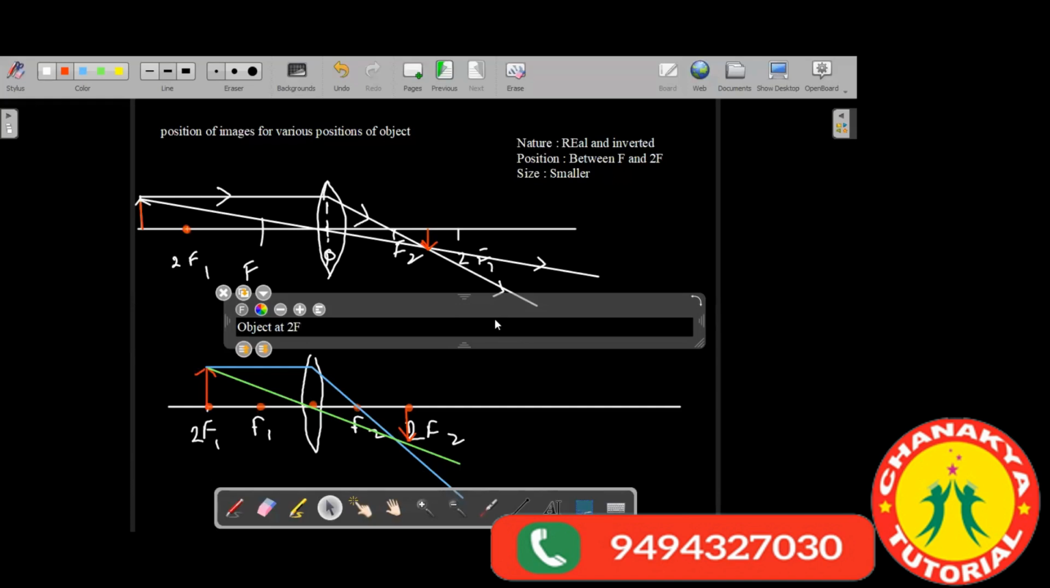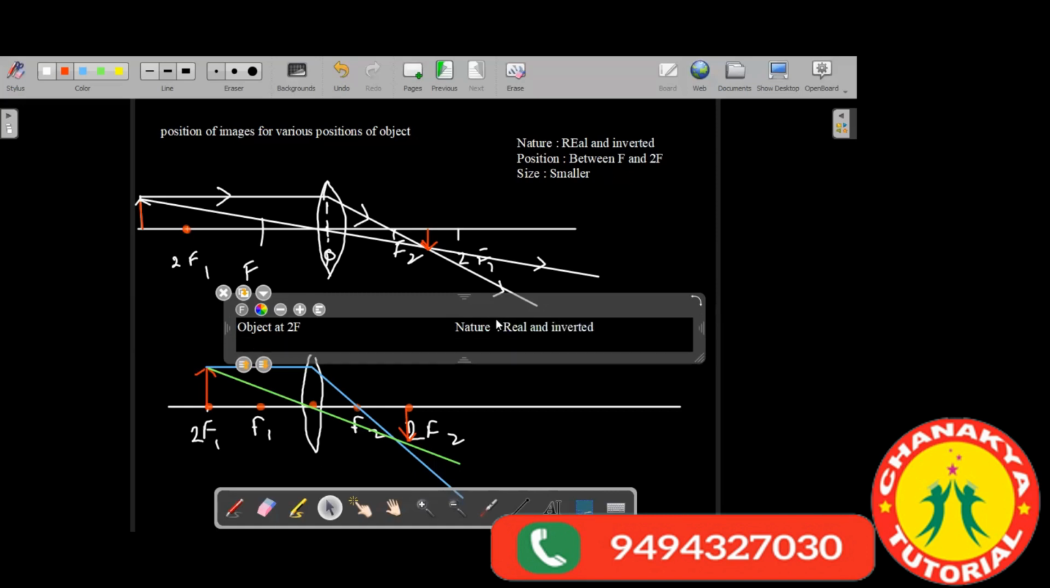So here we have the image characteristics, where the first point we talk of is nature, and the nature of the image is real and inverted. It's real and inverted. Then we talk of its position. It is formed at 2F.